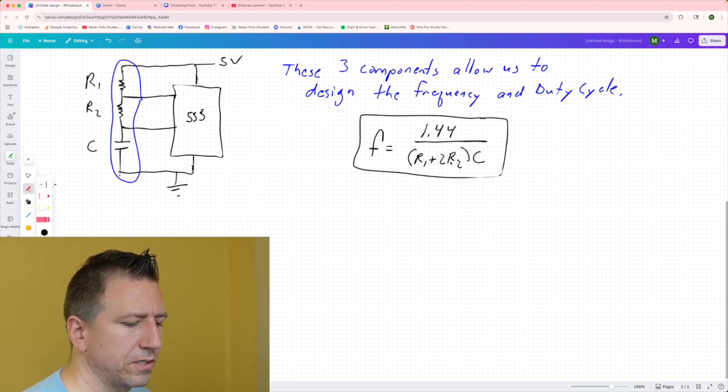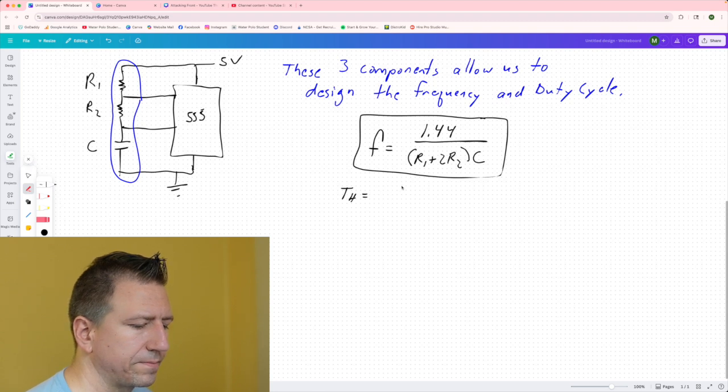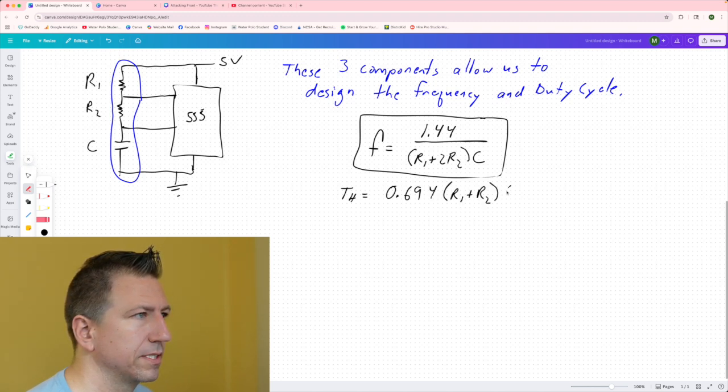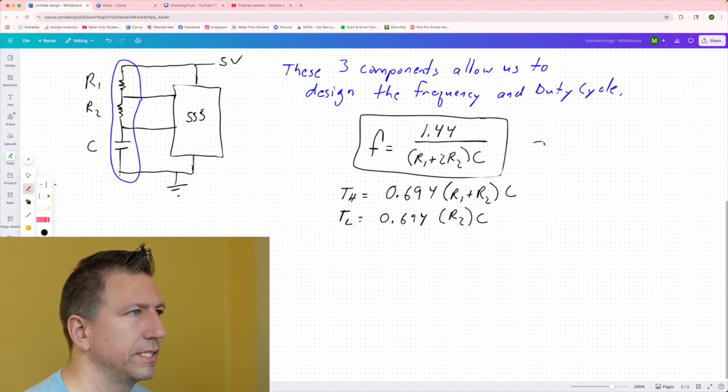And then we also have the time high and low. So time high is going to be 0.694 (R1 + R2) times C. And time low is going to be 0.694 R2 times C. And then the period is going to be 0.694, we can find this by taking 1 over F, multiplied by (R1 + 2R2) times C.